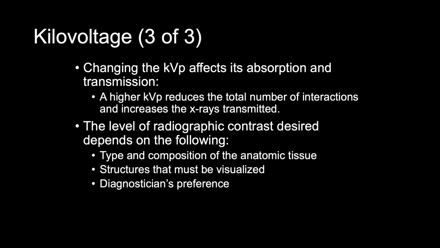For most anatomic regions, an accepted range of kVp provides an appropriate level of radiographic contrast. As long as the kVp selected is sufficient to penetrate the anatomic part, the contrast can be adjusted by the computer to display the desired contrast for the anatomic region. And that's what we do with post-processing.